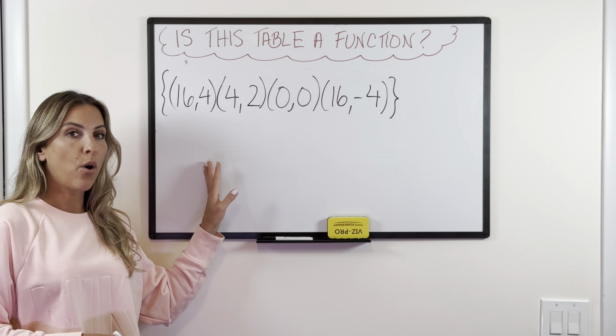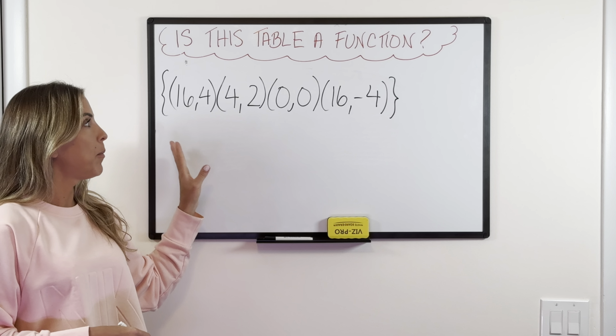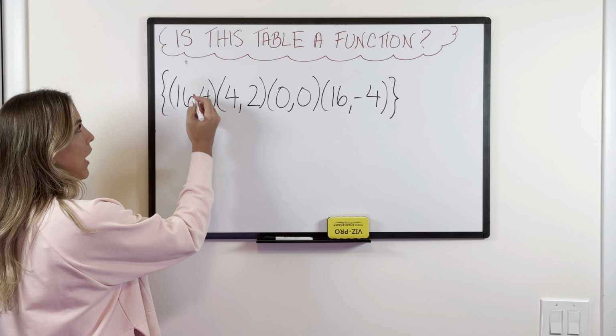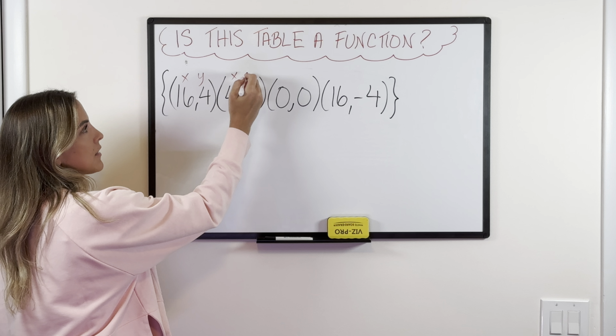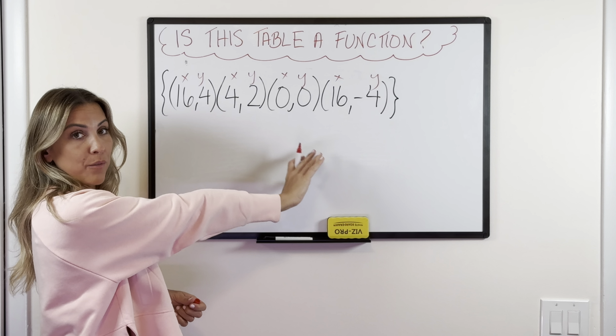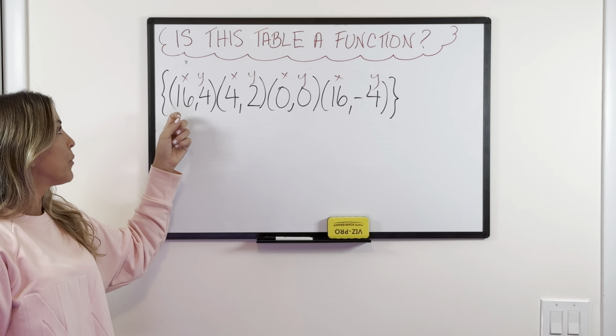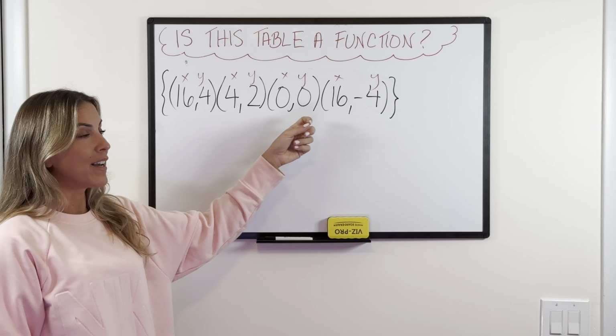Relations can also be presented as just a set of values. They don't need to be on a table, but we still have the same information. We still have x's and y's. And so we're going to follow the same method. We're just going to scan through all of our ordered pairs and see, do any of our x values repeat? So we have a 16, a 4, a 0, and a 16.